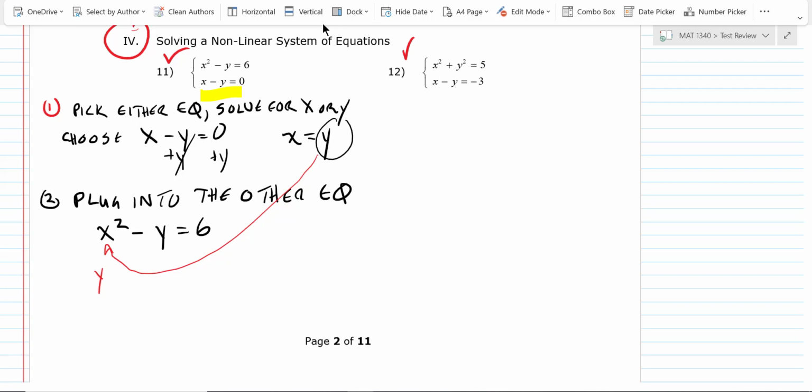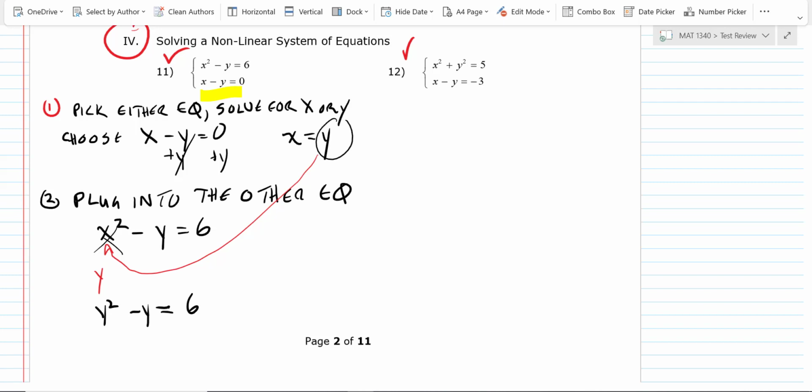So we want to have an equation with one variable. That's what our goal ultimately is, to get this down to one equation with one variable. Okay, so I'm going to replace that x with y. So then I get y squared minus y equals 6. Do you guys see what I've done so far? Pick an equation, solve for a variable, plug it in.